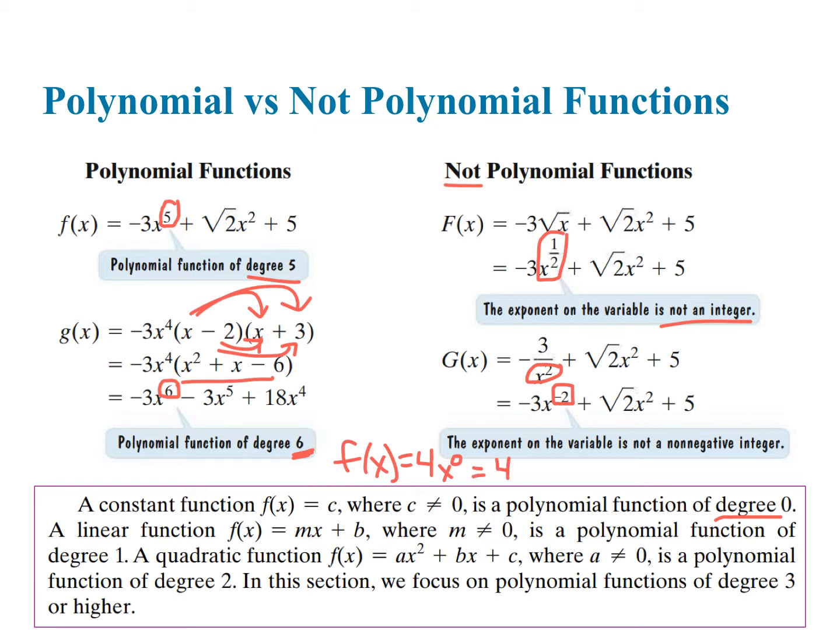If it's linear, then you have an invisible 1 there. So that is a degree of 1. A quadratic, are the ones we've been talking about a lot, are squared. So it's a degree of 2. So in this lesson, we're going to focus on polynomial functions that are a degree 3 or higher.